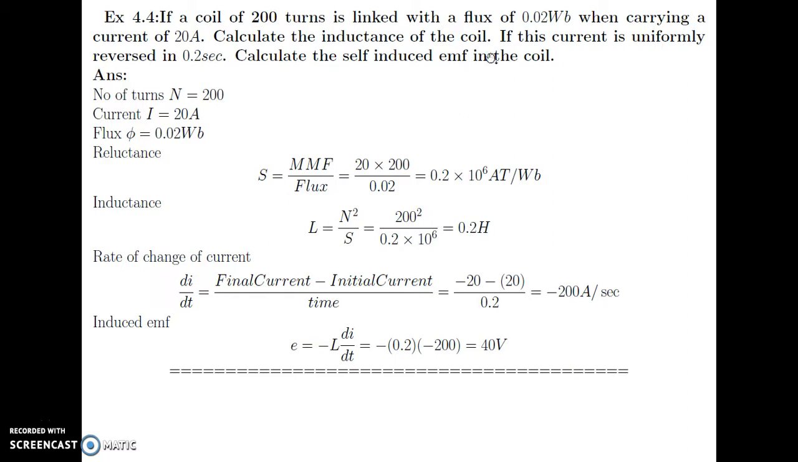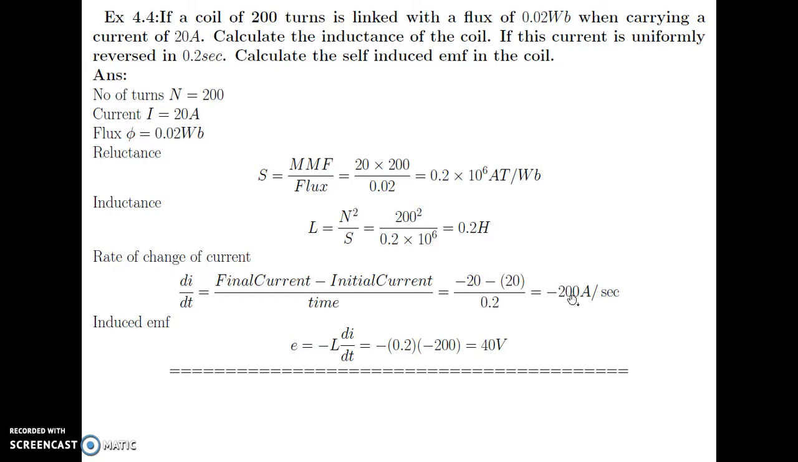So here what is given? The current is uniformly reversed in 0.2 second. That is, initially the current is 20 ampere and the final current is reversed, means it becomes minus 20 ampere. So what is the change in current? Minus 20 minus initial current 20 becomes minus 40, and it is in 0.2 seconds, so divided by 0.2.